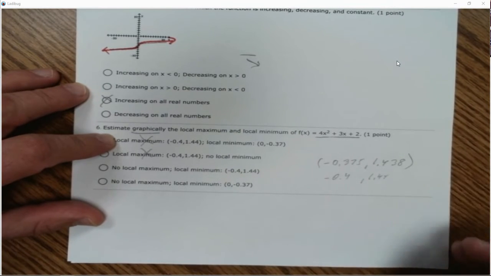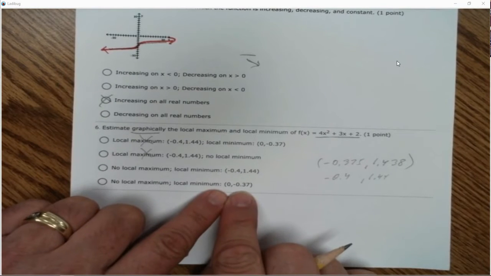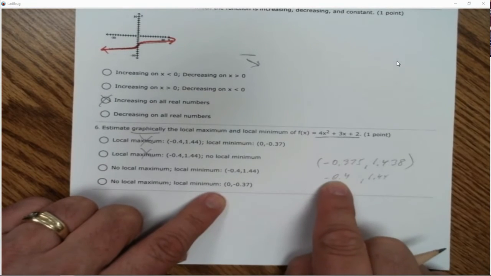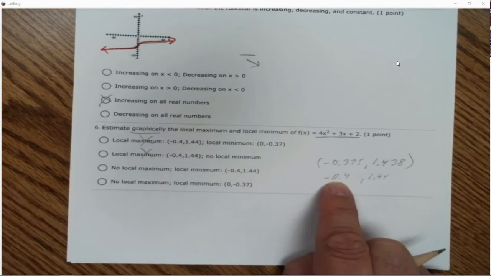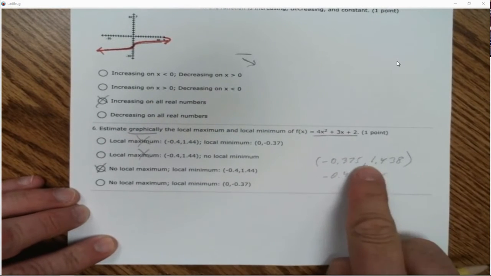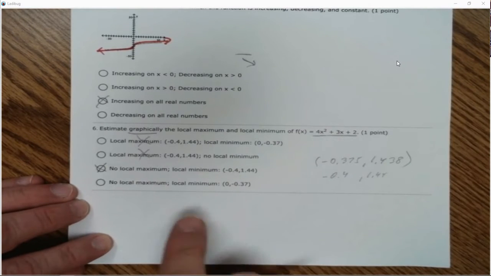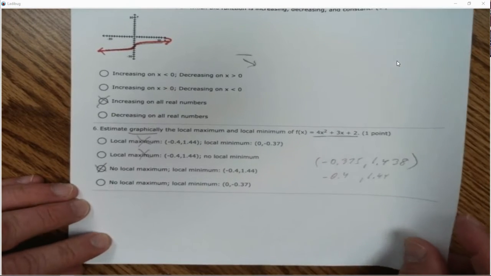So that is the same number rounded. The other one they have is at 0, comma, negative 0.3. Well, we're not at 0. We're not rounding that far. So rounded, this is the same point that we have just rounded to that number. So that is our answer.